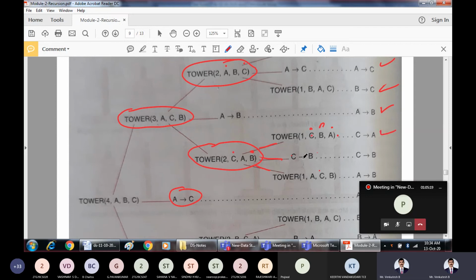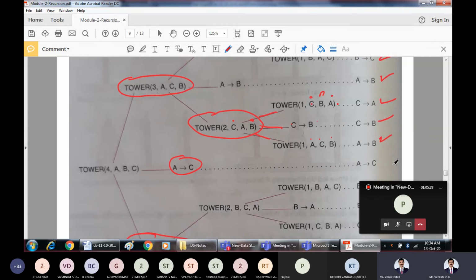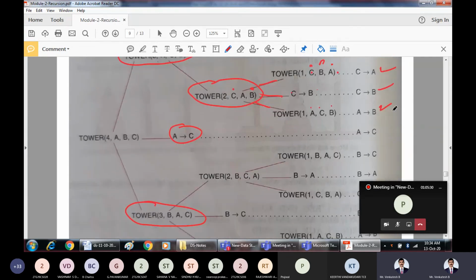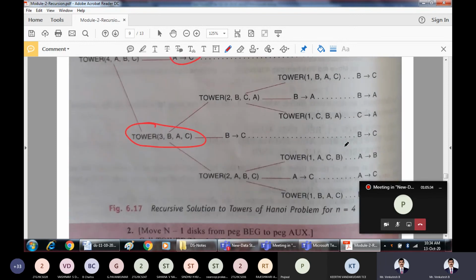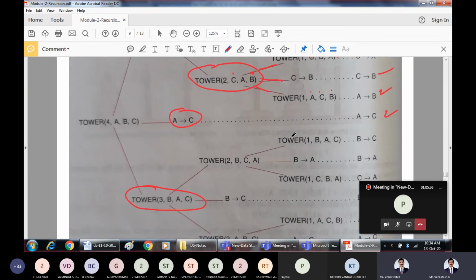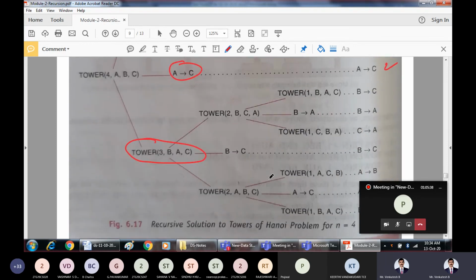So when there is only one disk, we have to move that from C to A. When there is only one disk, C to B is a direct movement. When there is only one disk that I have to move from A to B, it is a direct movement. Similarly, next we will have A to C. I think I need not explain this part. It will be repetitive; whatever we have done here, the same steps we are going to follow.